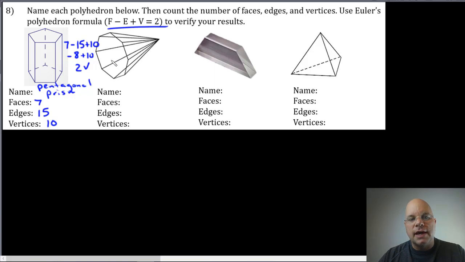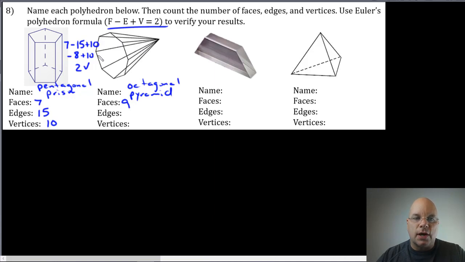This next solid has a single base and then it goes to a vertex. All the other faces are isosceles triangles going to that vertex, and so it's a pyramid, and since the base is an octagon, it's an octagonal pyramid. The number of faces, the base counts as one face, and then we have 8 more faces going to this vertex. So we have 1 and 8, for a total of 9 faces.